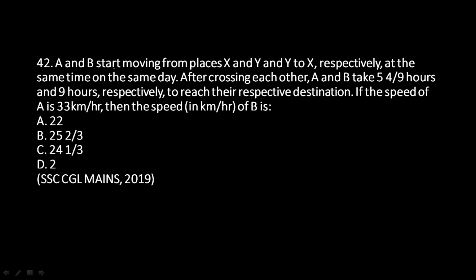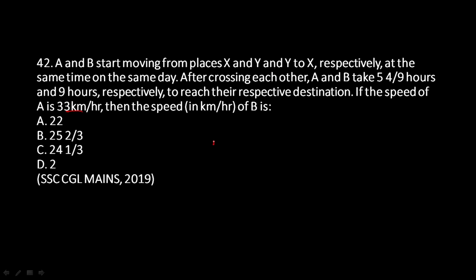A and B start moving from places X and Y to Y and X respectively at the same time on the same day. After crossing each other, A and B take 5 by 9 hours and 4 by 9 hours respectively to reach their respective destinations. If the speed of A is 33 km per hour, then what is the speed of B? So how will you solve it?